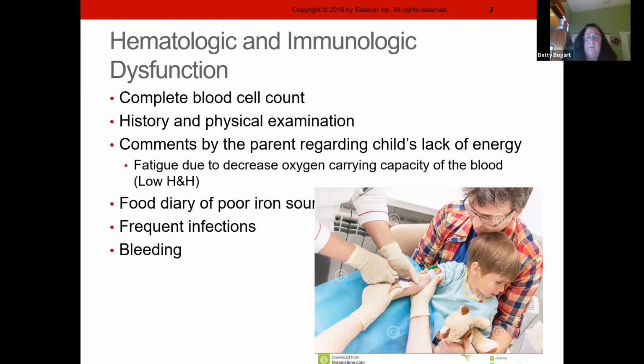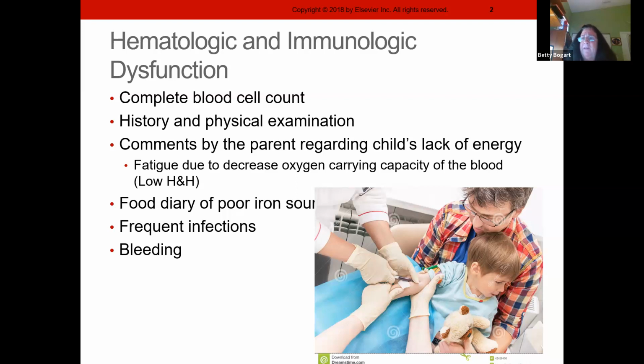So doing a complete blood count is going to confirm that what we're seeing has to do with a hematological problem. As I said, many times it has to do with that low hemoglobin and hematocrit, and anemias. As children get older, they're not going to eat the way they should. They're not going to eat the green leafy vegetables, the eggs, the proteins that they need, and they get a poor diet because of that.